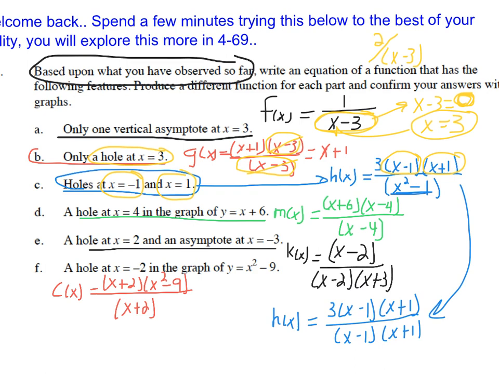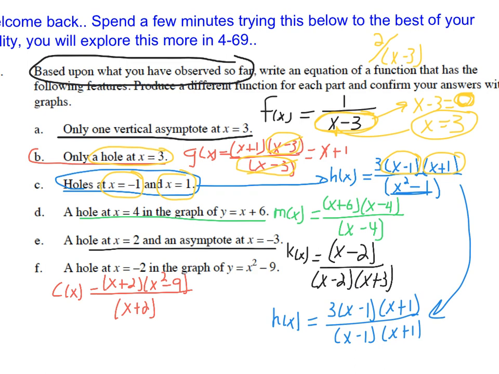Part D, I need a hole at x equaling 4 with a graph of y equaling x plus 6. That means after I reduce my hole, I need to have the equation of x plus 6 left over. So my equation is going to be x plus 6 times x minus 4 all over x minus 4. Those cancel, and I'm left with x plus 6.